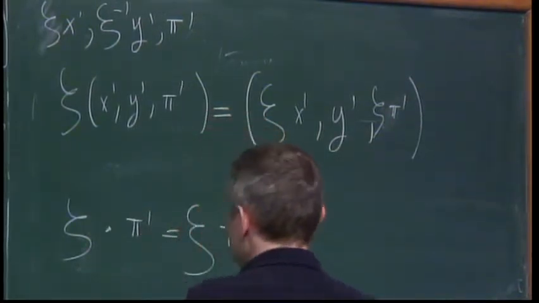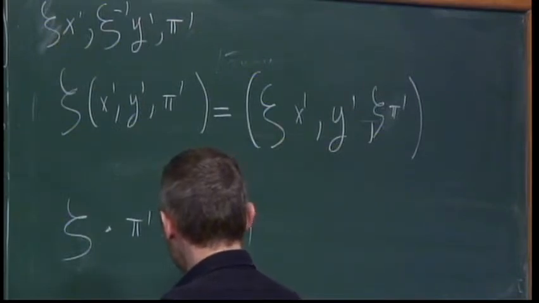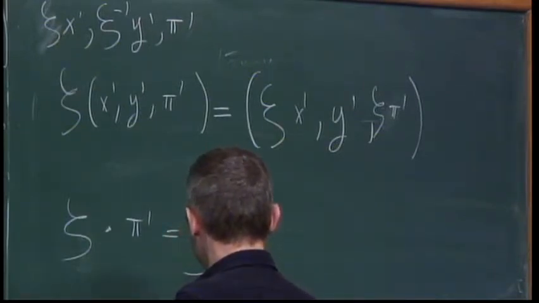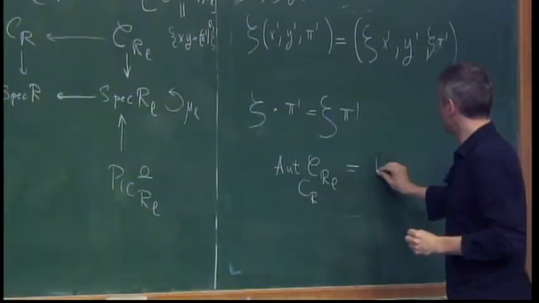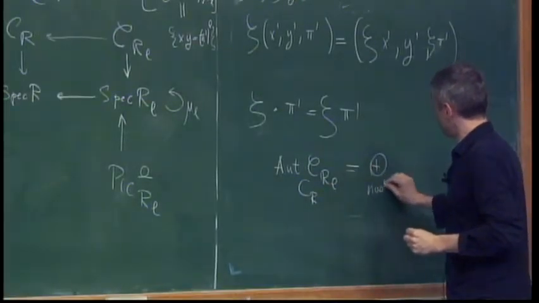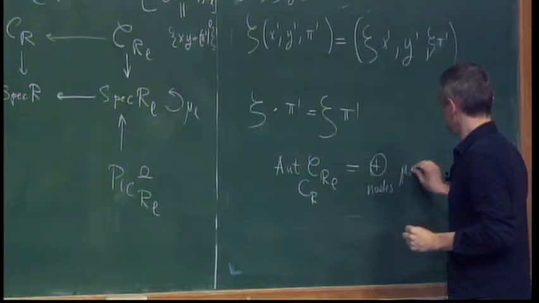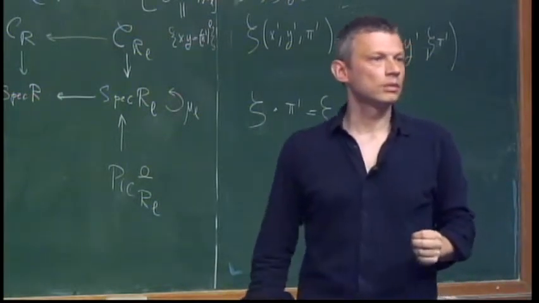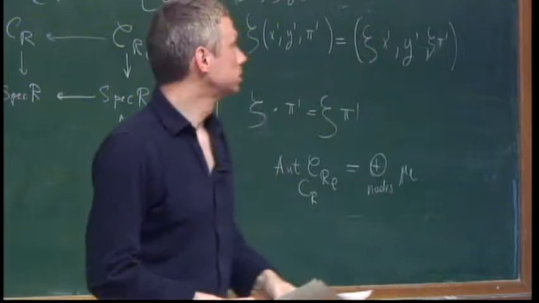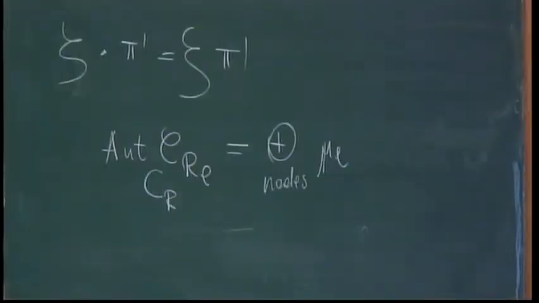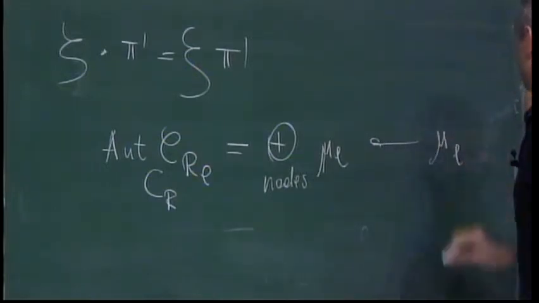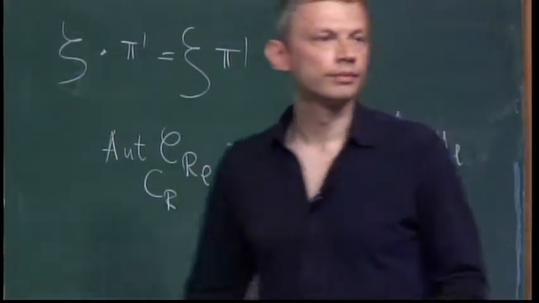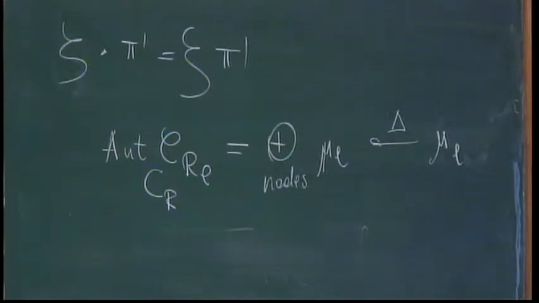And this means that essentially the automorphism group of the stack theoretic structure relative to the coarse scheme is canonically the number of nodes and μ_L. Canonically. So of course, the action that I want is the diagonal. The diagonal is the canonical action I was looking for.